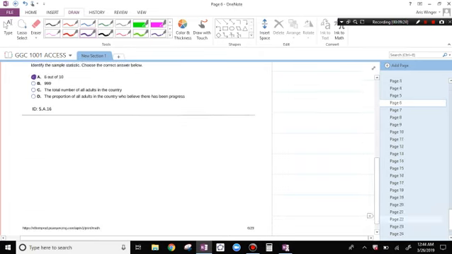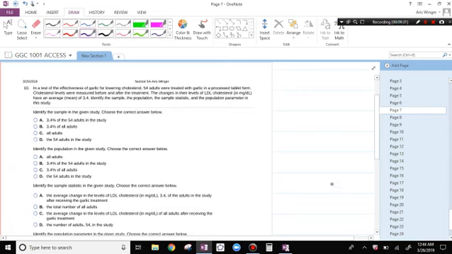In a test of the effectiveness of garlic for lowering cholesterol, 54 adults were treated with garlic in a processed tablet form. Cholesterol levels were measured before and after the treatment. The changes in their levels, LDL cholesterol, have an average mean of 3.4. Identify the sample, the population, the sample statistic, and the population parameter. This should be out of adults. Right? Identify the sample. The sample is the 54 adults. The population should be all adults.